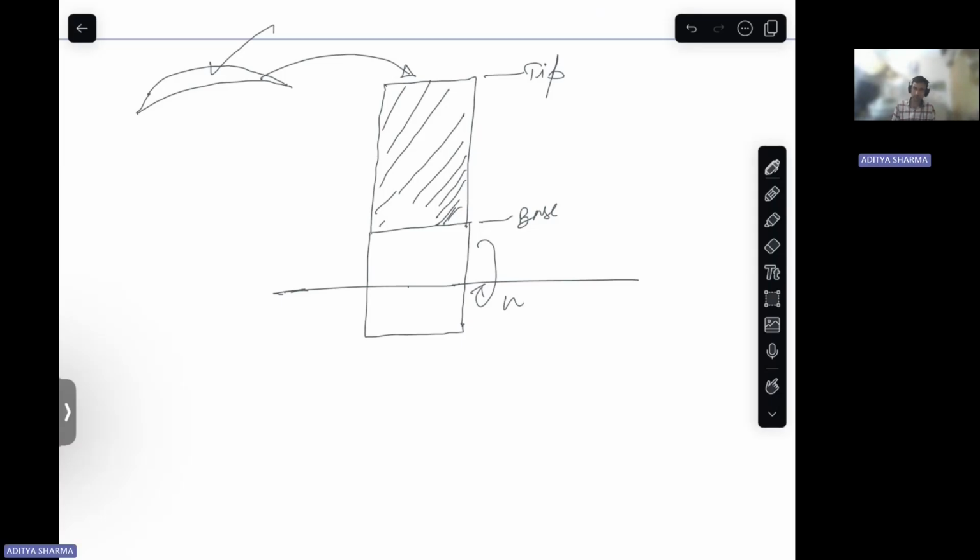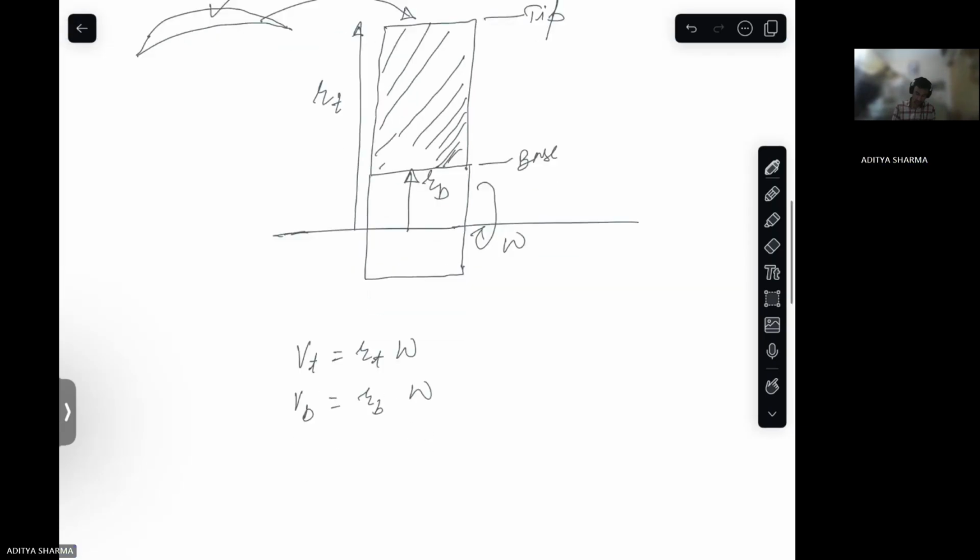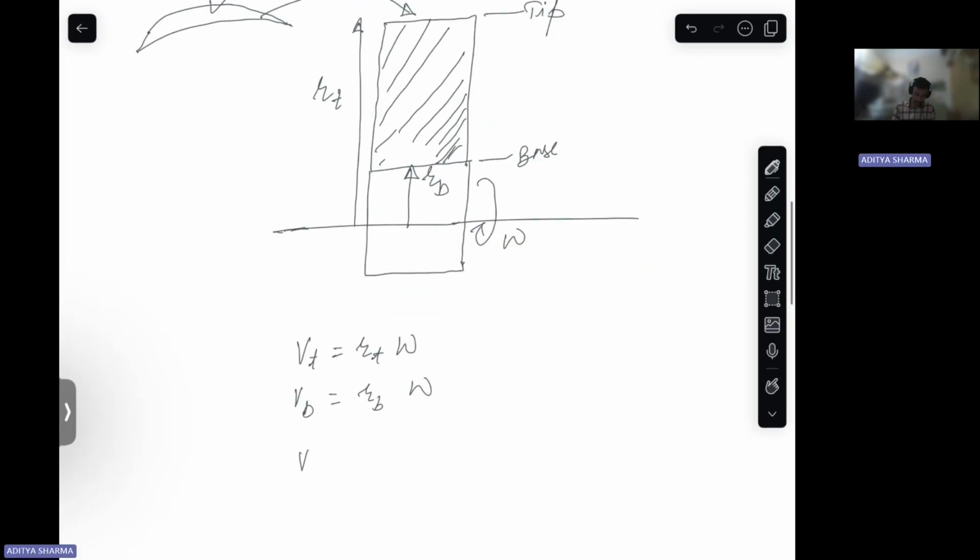So if it is moving with some angular velocity omega, this is our base and this is your R tip. V tip is R_T omega and V base is R_B omega. So obviously V tip is greater than V base. That is what I was discussing earlier.